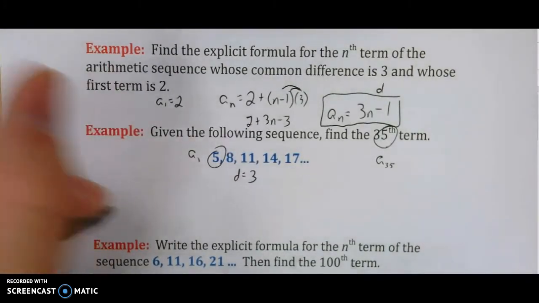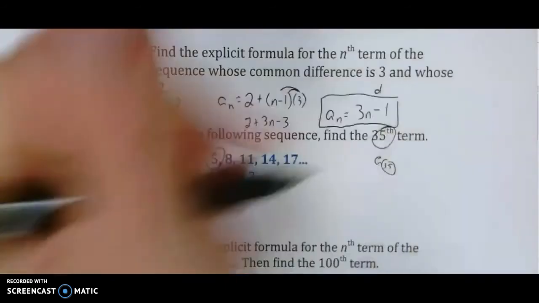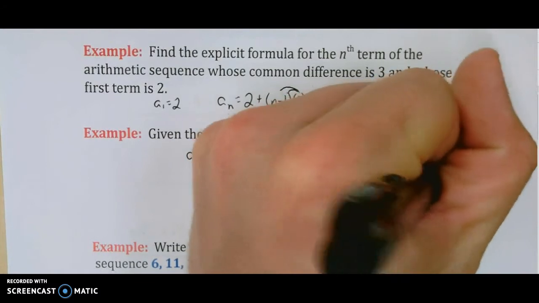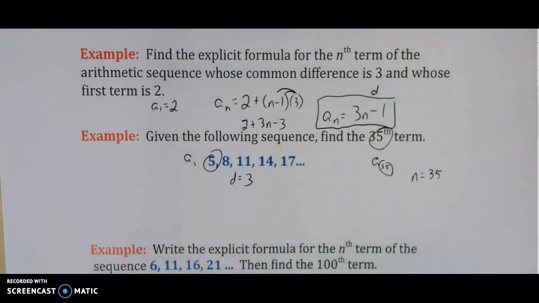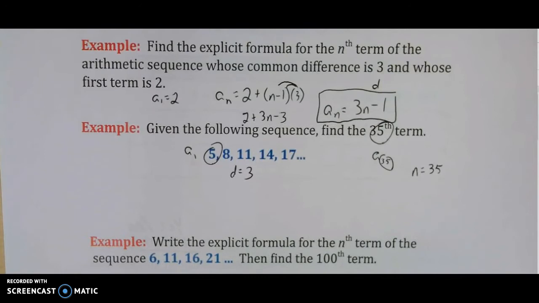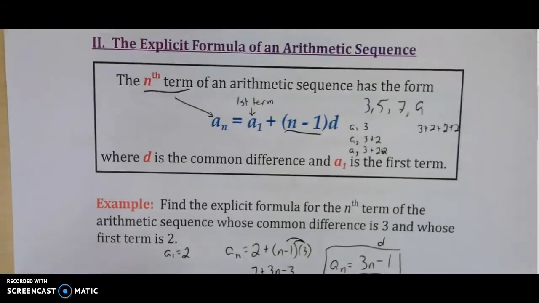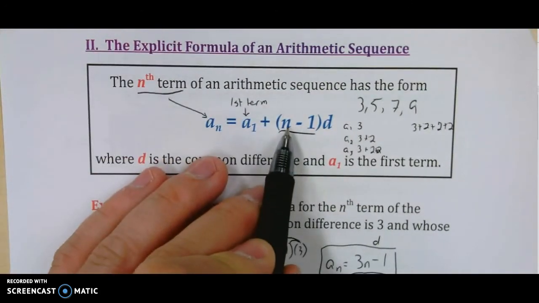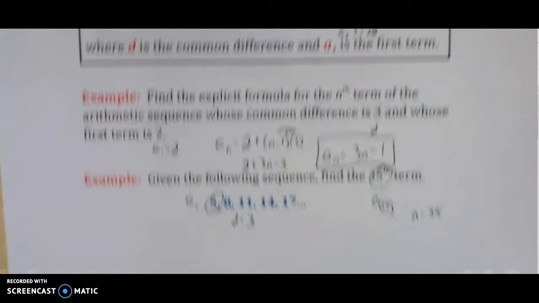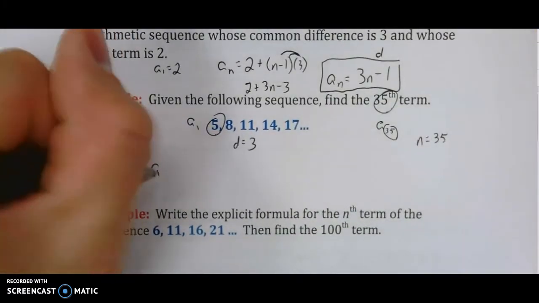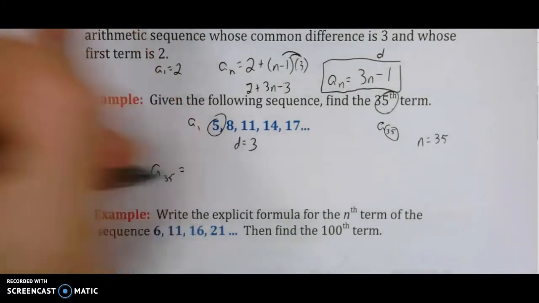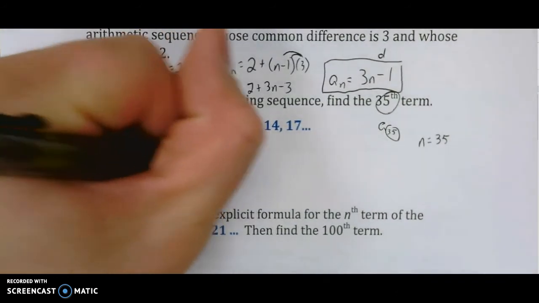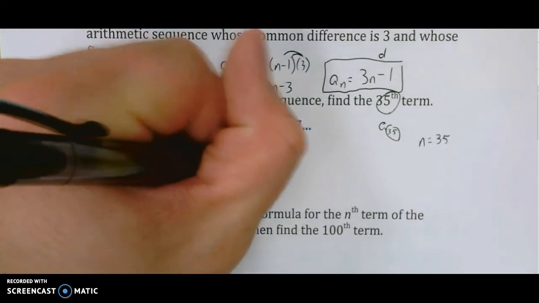So I can plug in everything I have. An important piece of information, though, is they're telling me a specific term number to find. So that gives me an n value. If I'm finding the 35th term, my n value is 35. So again, using this formula, I need to find a sub 35. I know a1 plus, n was 35, and our difference was 3. So a sub 35 is going to equal 5 plus, let's see, 35 minus 1 times the difference of 3.